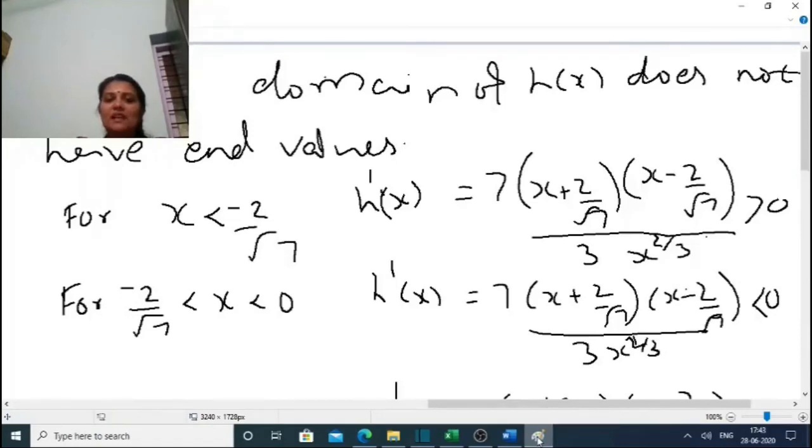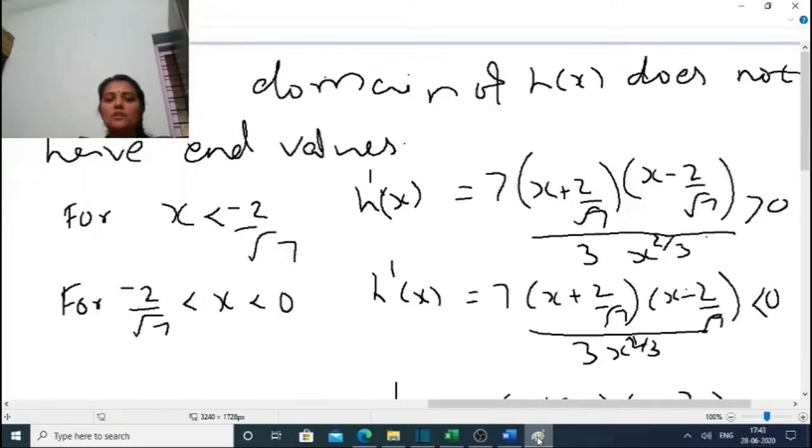For x less than minus 2 by root 7, h dash x equal to, we can split like this, x into x plus 2 by root 7 into x minus 2 by root 7 by 3 x raised to 2 by 3. Denominator anywhere is greater than 0. First term is negative, second term is also negative, so negative into negative is positive, greater than 0.